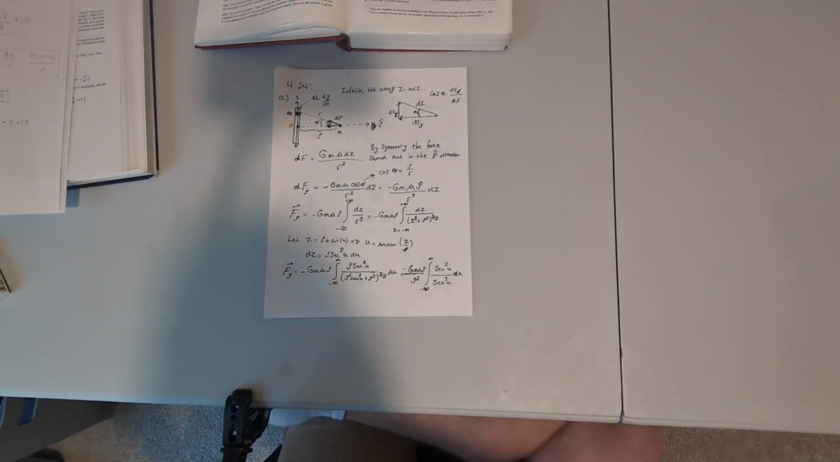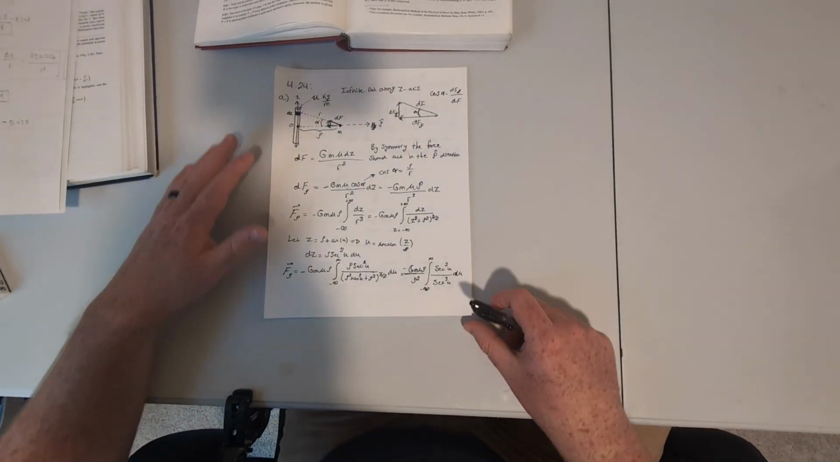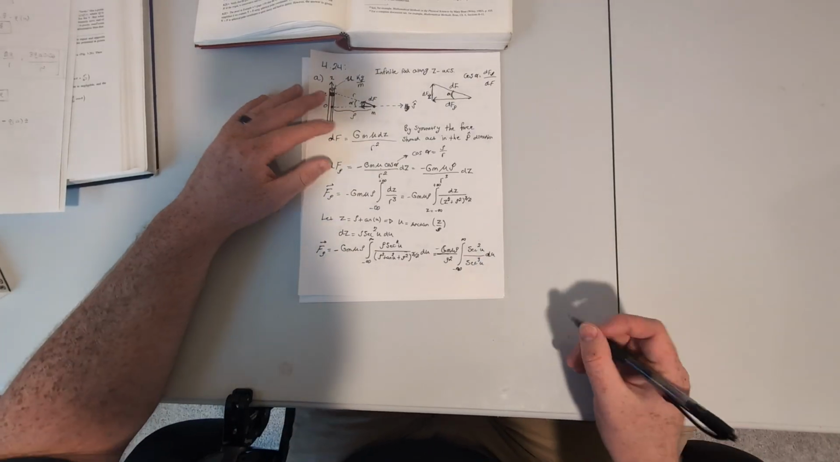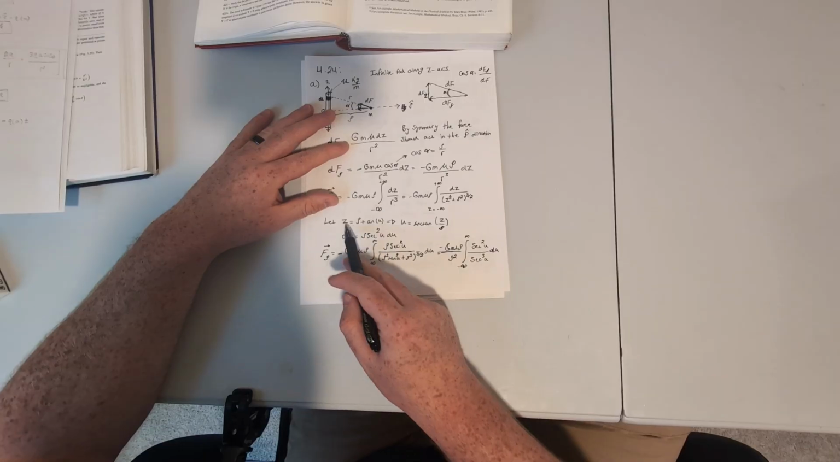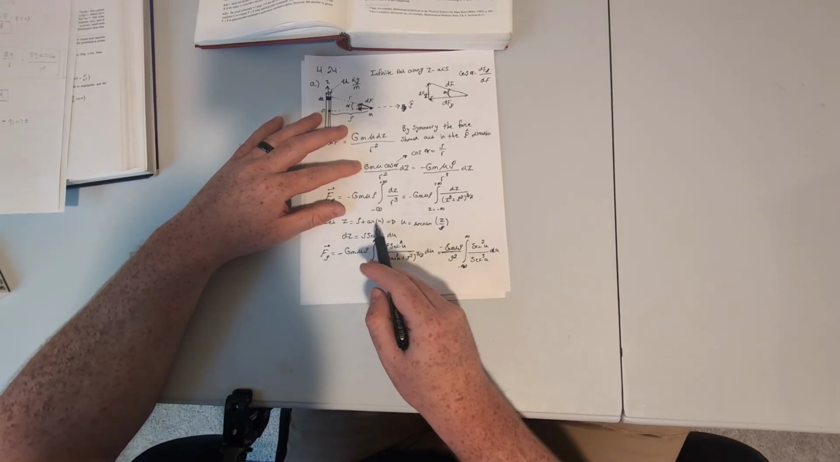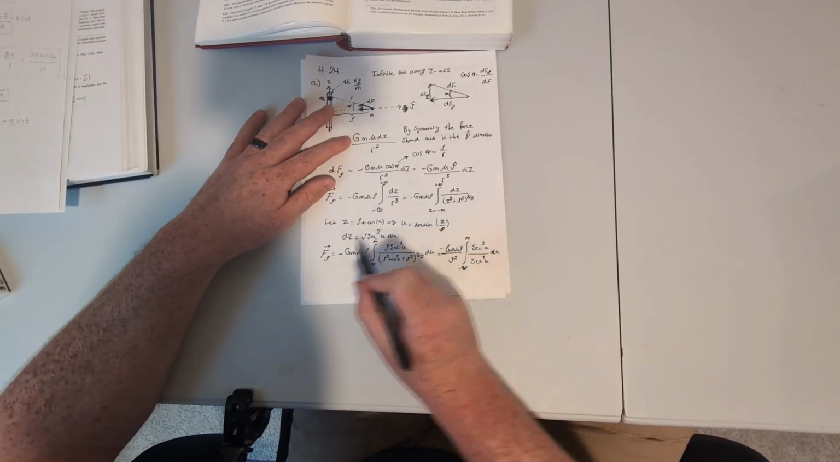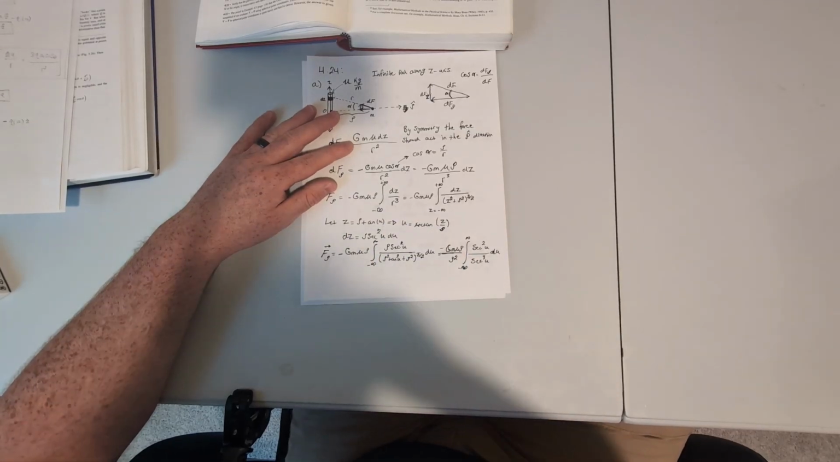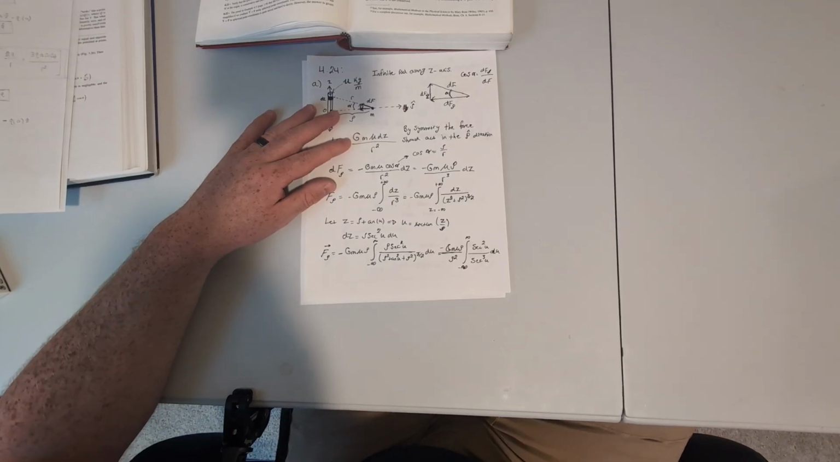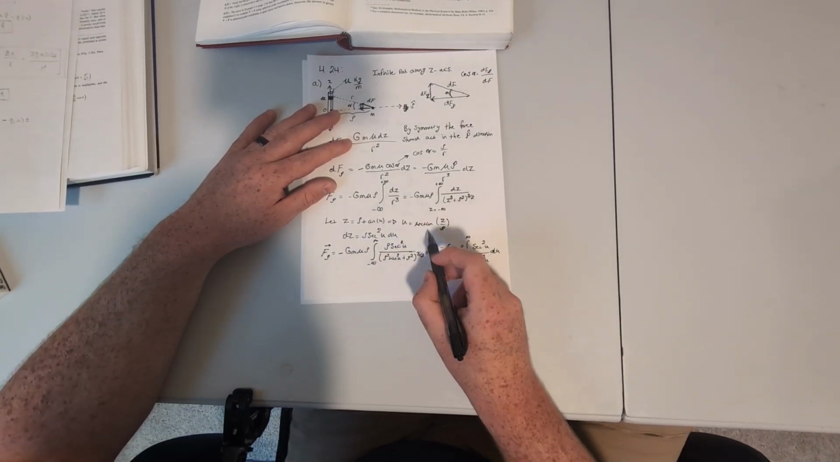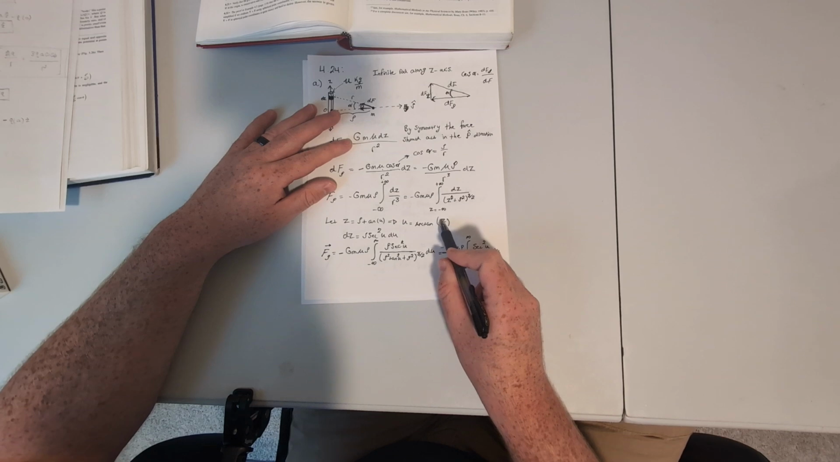Now, this integral is a bit tricky. It's basically a trigonometric substitution integral. And to solve this, you can let z equal rho tangent of u, or whatever you want your angle parameter to be. I just used u in this case. And then u becomes arctangent of z over rho.